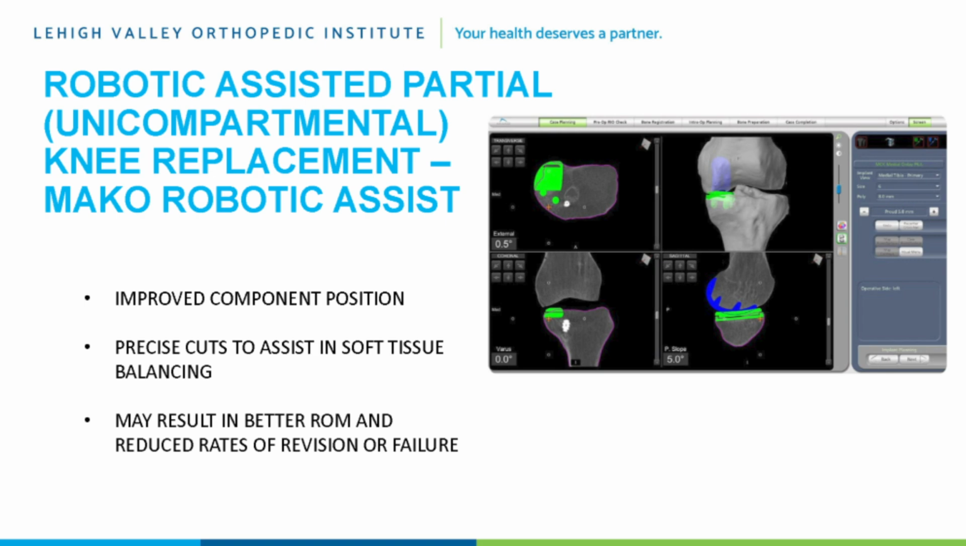And the robot also helps us with that too. So we have robotic-assisted total knee replacements, and we have robotic-assisted partial knee replacements. And the process is very similar. The planning is similar. But as opposed to doing the entire knee, we just replace the inner side that's arthritic.